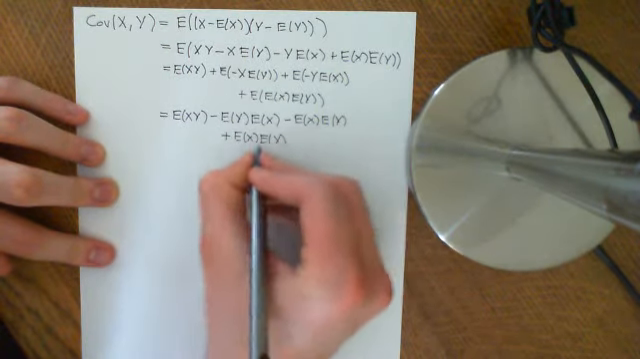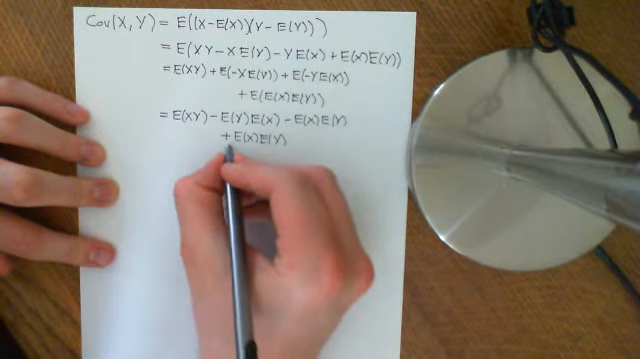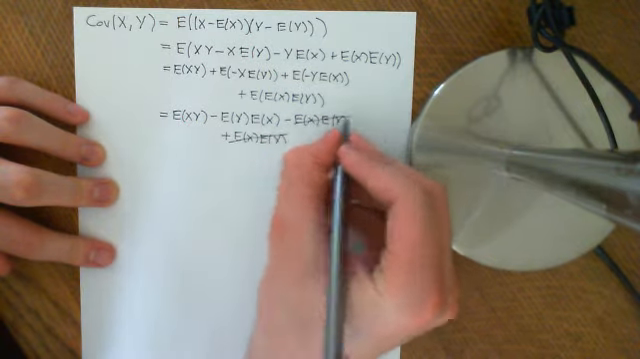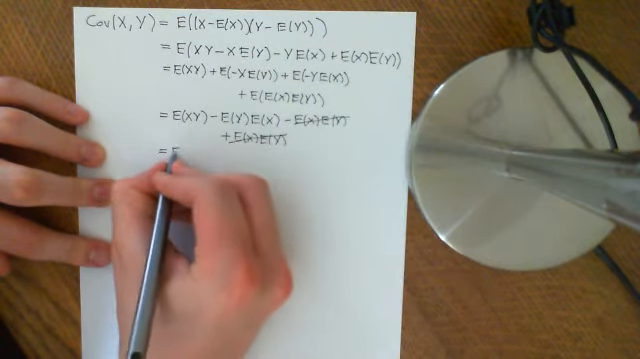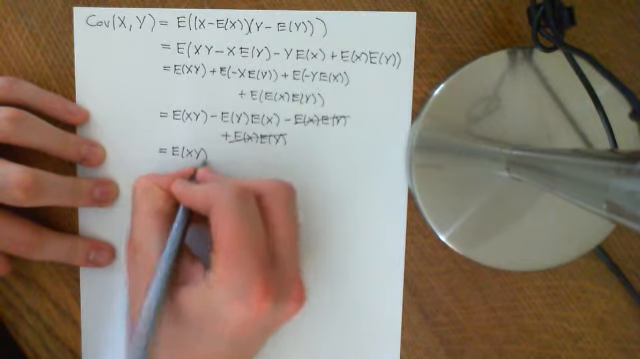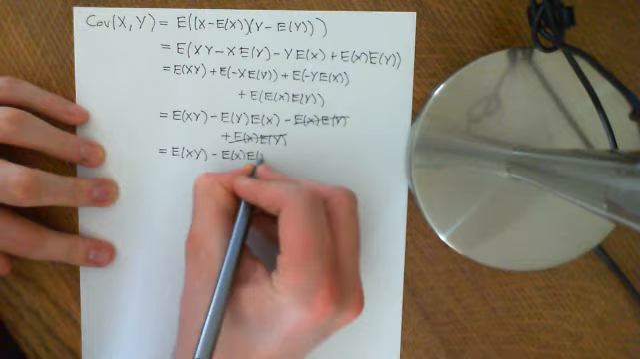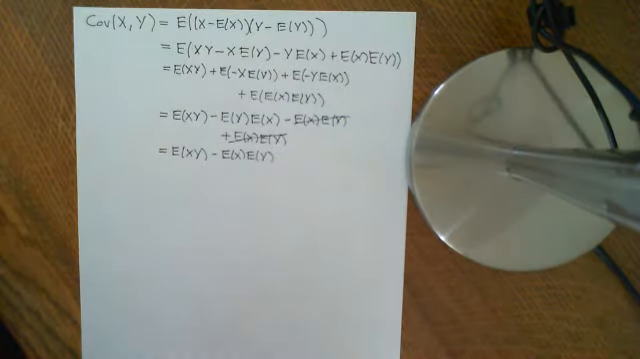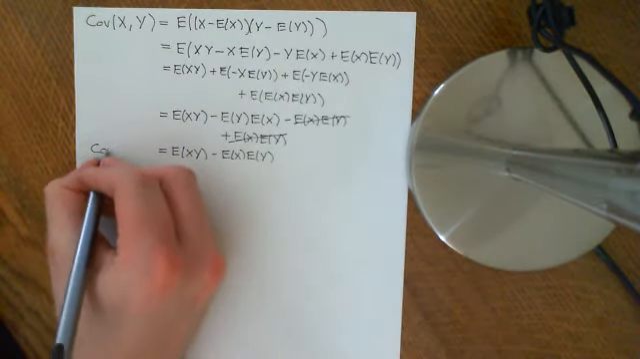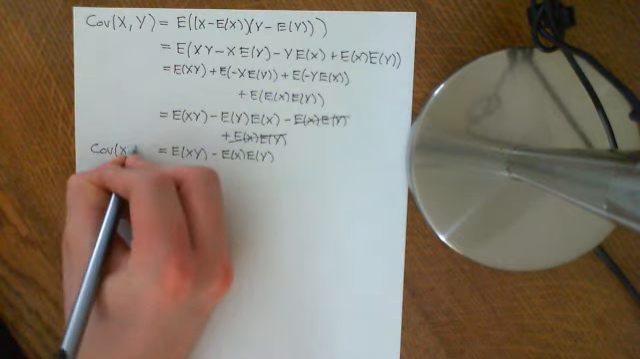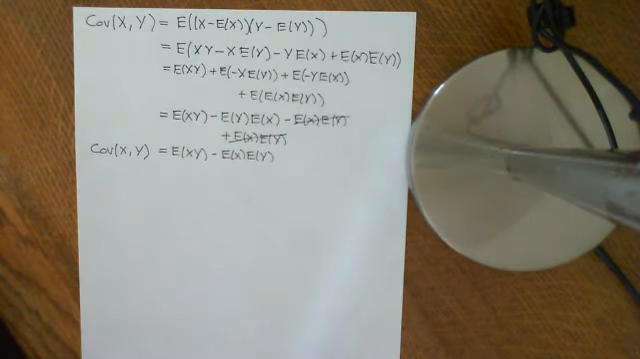But these three things are exactly the same thing, so just cancel one of them off. This cancels with this, and we therefore get that this is equal to the expected value of x times y minus the expected value of x times the expected value of y, which is very analogous to that formula that we have for the variance of a single random variable. Okay, so that will do for this video.